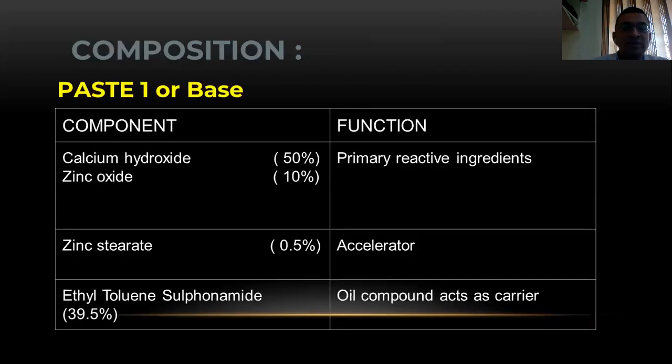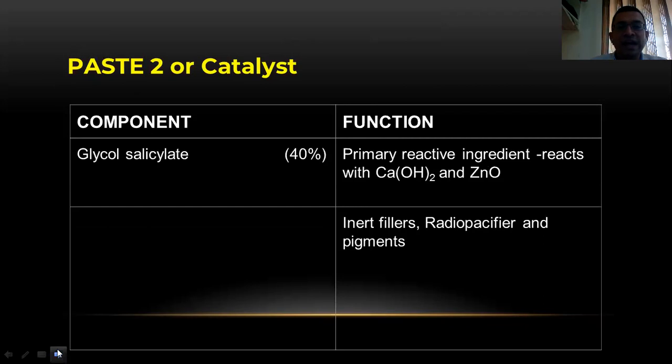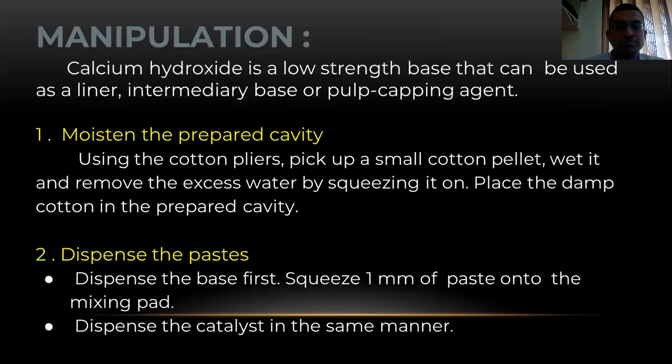Now base phase, catalyst phase. In base phase, we have the calcium hydroxide and zinc oxide, which are primary reactive ingredients. Zinc stearate is used as an accelerator. Ethyl toluene sulfonamide is an oil compound, acts as a carrier. In catalyst phase, we have glycol salicylate. It's a primary reactive ingredient, reacts with calcium hydroxide and zinc oxide. And others are inert fillers, radiopacifiers, and pigments.